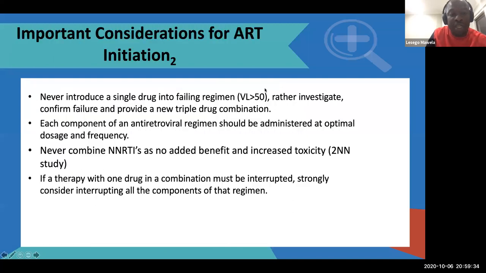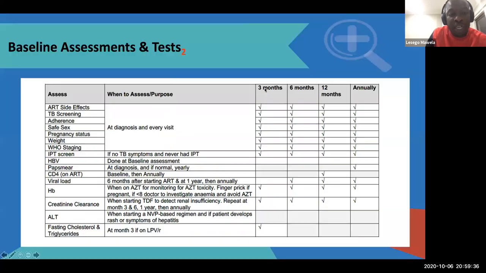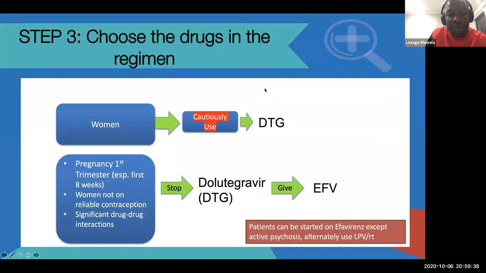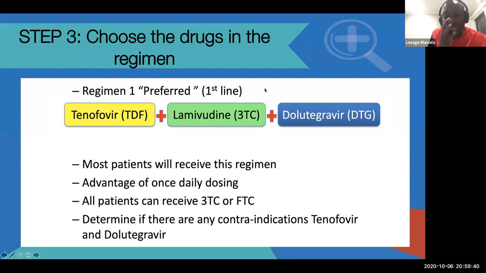right? If I want to make it easy for you. Remember I said to you, this is the regimen you want to give to most of your patients, even Mildred. We want to give Mildred tenofovir, lamivudine, dolutegravir. But the last bullet there says you must always determine if there are any contraindications to tenofovir or dolutegravir. We know that we can't give tenofovir to Mildred because her weight is below 35 kgs.